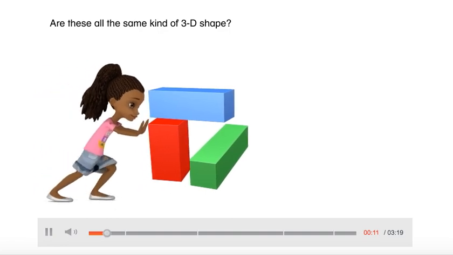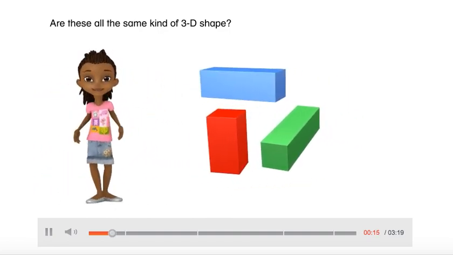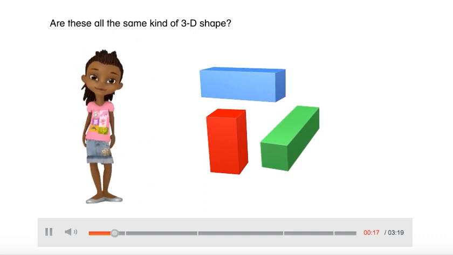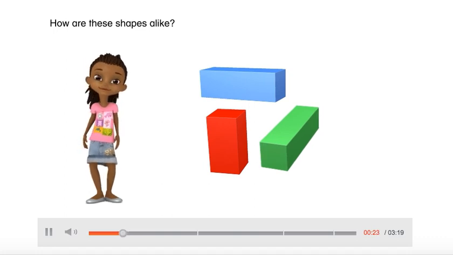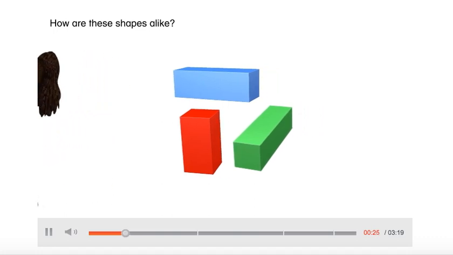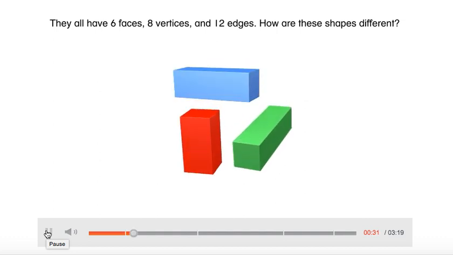Are these all the same kind of 3D shape? Let's find out. How are these shapes alike? They all have 6 faces, 8 vertices, and 12 edges.